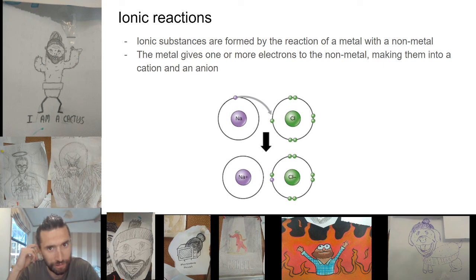An ionic reaction. Ionic substances can be formed by the reaction of a metal with a non-metal. In this case, we've got sodium metal and chlorine gas. The metal gives one or more electrons to the non-metal. So in this case, the sodium gives its outermost electron to chlorine, giving chlorine a full outer shell, and that means sodium will now also have a full outer shell and be stable.